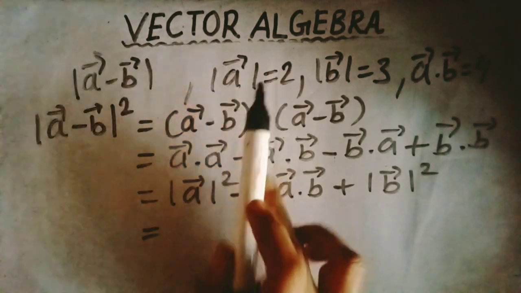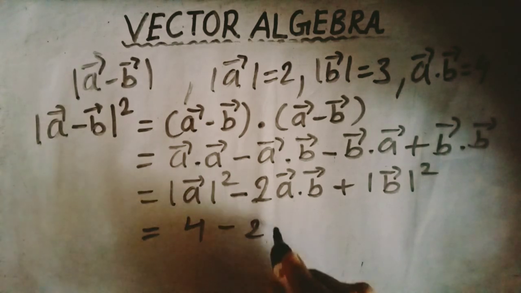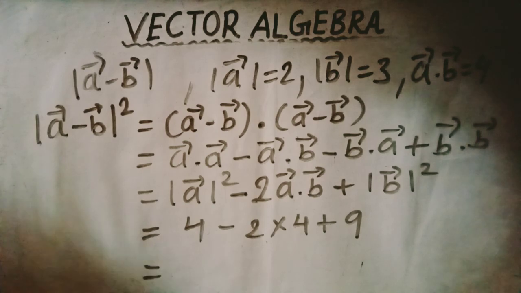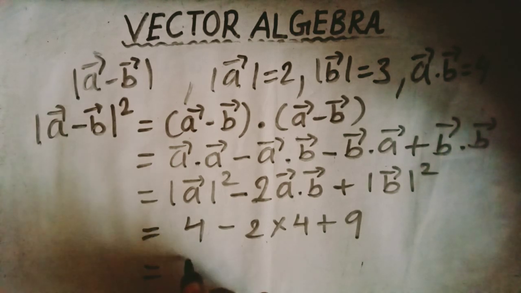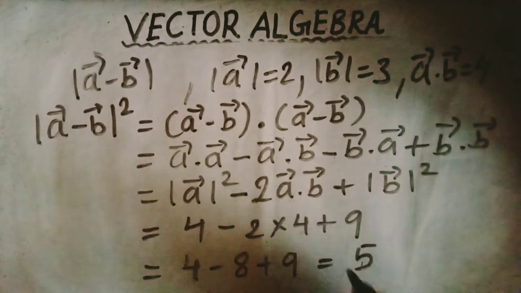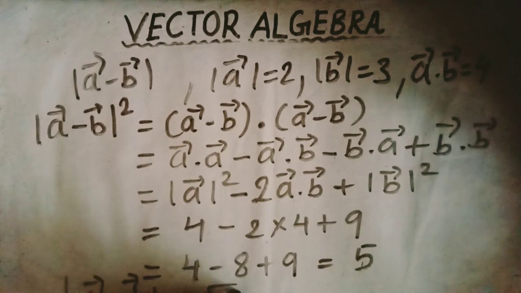Now you can put the values. This is 4, minus 2 into 4, plus this will be 9. So this is 4 plus 9, so this is 5. Okay, so mod of A minus B, taking square root that side, it will be root of 5.